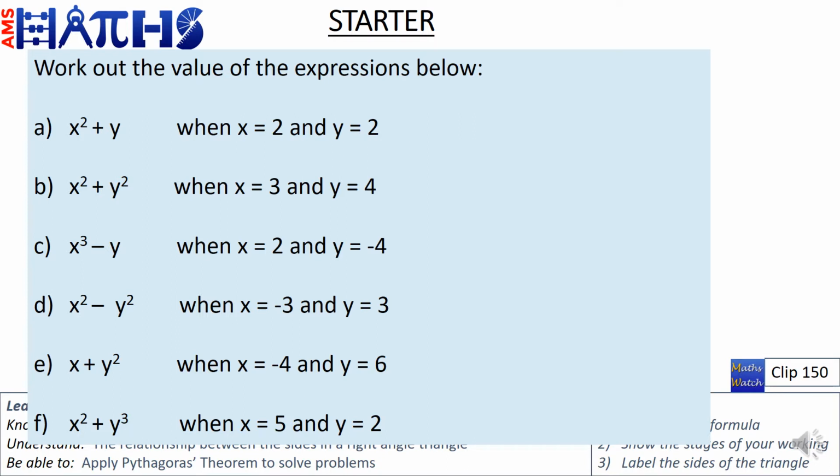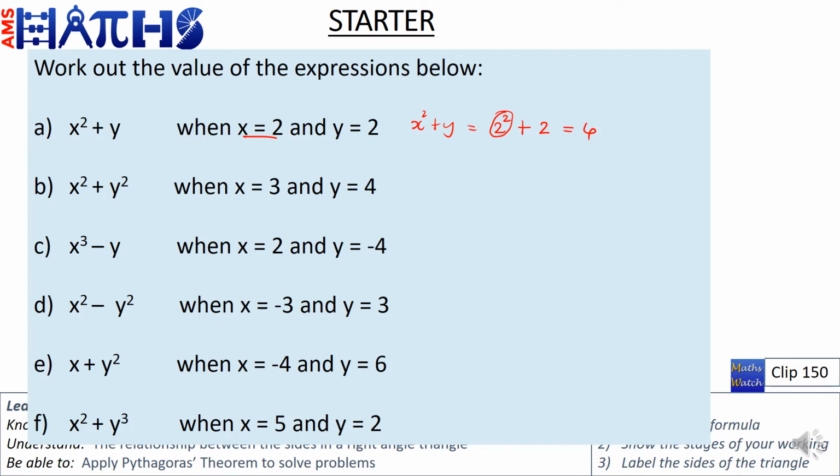Okay, so it says we need to work out the value of the expressions below. So for the first one, it says work out x squared plus y. So we're going to do x squared. So that means we're going to replace the x with 2 because it says when x is 2. So that means we'll have 2 squared. And then we're going to add y, and y is 2. So we work out 2 squared is 4, and then we add 2 to make 6.